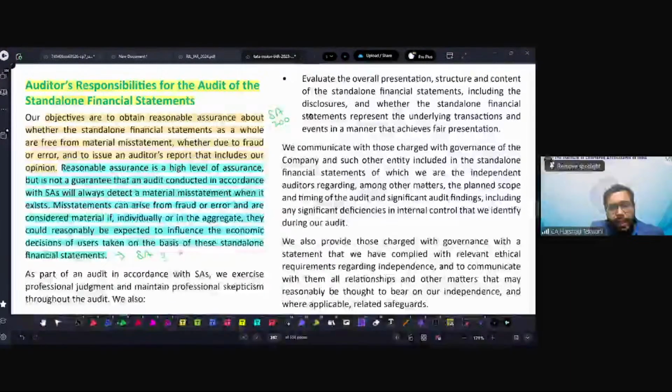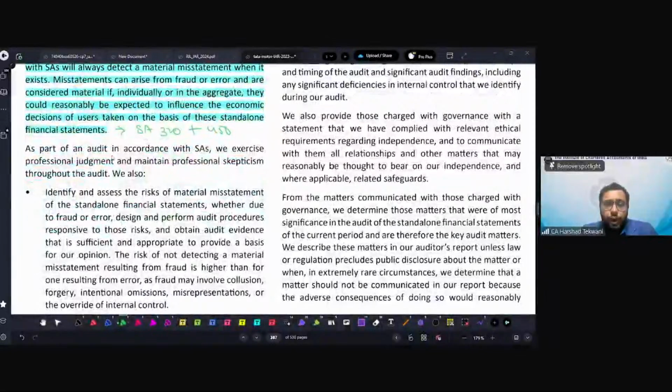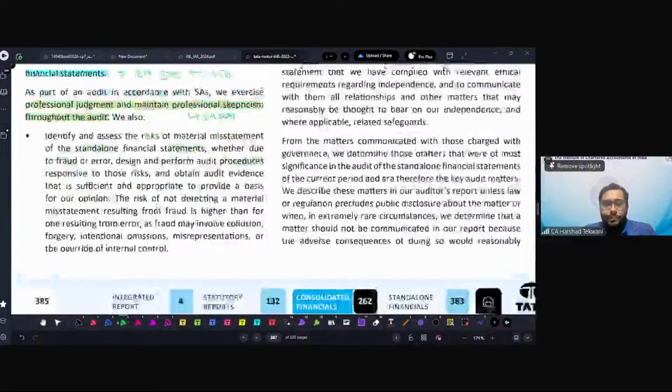So SA 320 plus 450 together give us this particular part. Then, as a part of an audit in accordance with the SA, we exercise professional judgment and maintain professional skepticism throughout the audit. Again, this is the part which is coming from your SA 200. Professional skepticism and professional judgment.